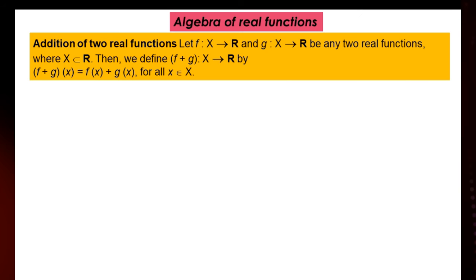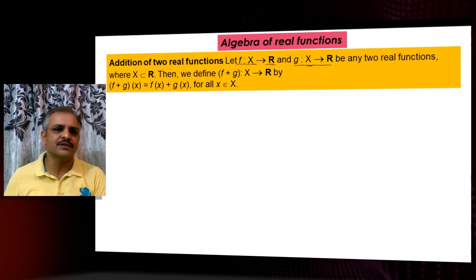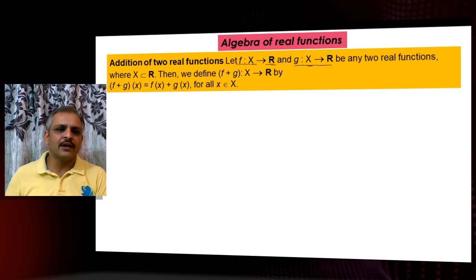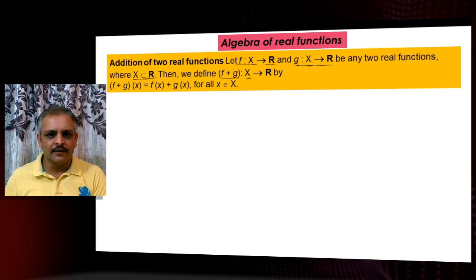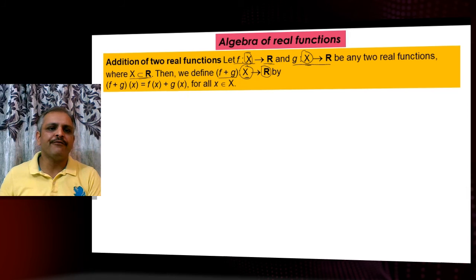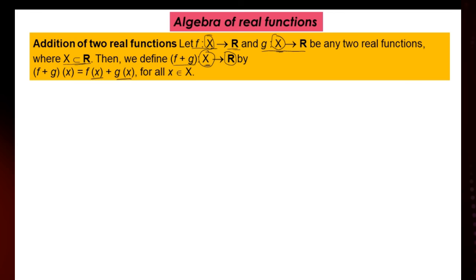Now, algebra of real functions. Algebra means how we will add, subtract or multiply real functions. So, addition of two real functions: f is a function whose domain is X and codomain is the real numbers. Here g is also a function of the same type, whose domain is X and codomain is the real numbers, where X is a subset of the real numbers. Then we can define f plus g, where the domain is common, X and X. So from X to the real numbers, (f plus g)(x) will be f(x) plus g(x).